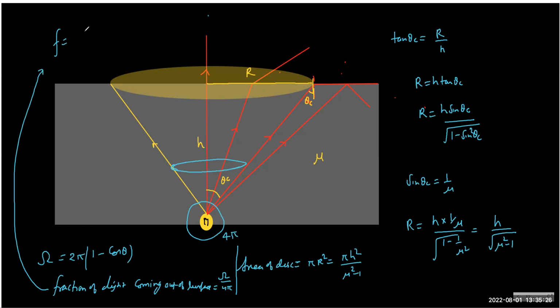F equals omega by 4 pi, and the cos theta is how much? You know the answer. So these are the questions that you can probably get from TIR. And I think question 55 is similar to this only, right? Yes. So now you can solve. Do it.